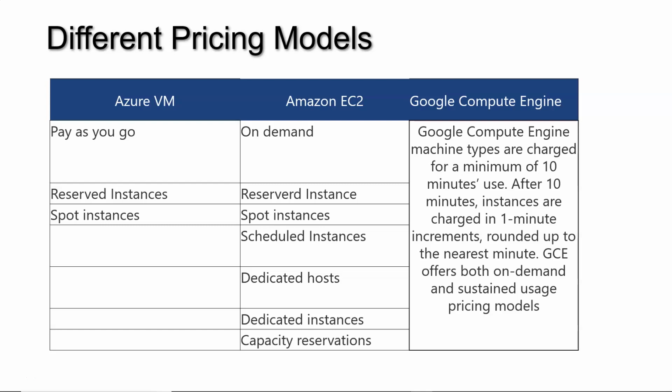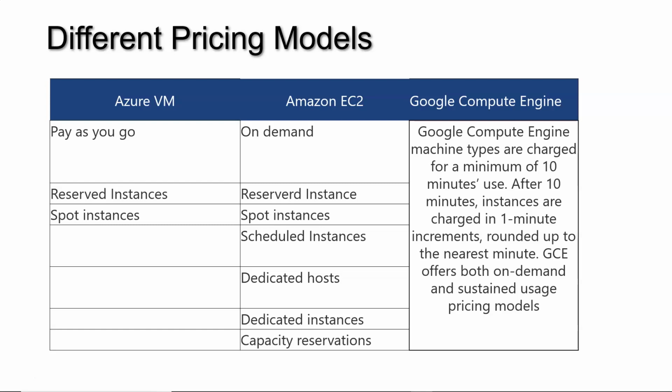Coming to the Amazon EC2, they have plenty of options available. On demand is equivalent to pay as you go. Based on your demand, you use it, and whenever you don't want it, close it, but you will be paying as per your usage. Next one is reserved instances. Here also you have a saving plan based on your commitment given.